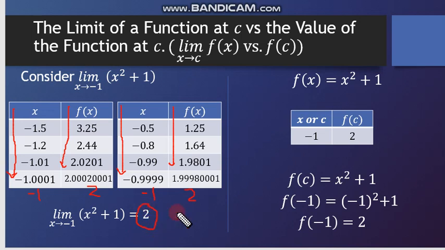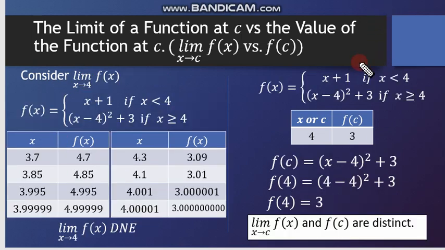But how about the value of f of c? We can see that c is equal to negative 1. So we will use the function x squared plus 1 to determine the value of f of c, or f of negative 1. So f of negative 1 is equal to negative 1 squared plus 1. So f of negative 1 is equal to 2. We can see here that the limit of the function and f of c are both equal to 2.